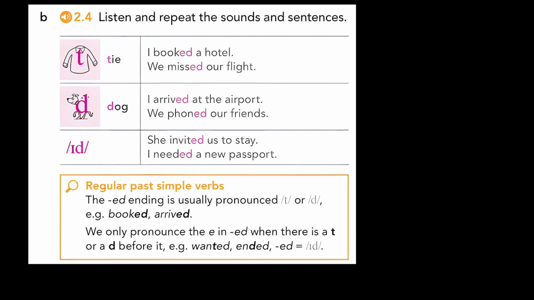Tie. I booked a hotel. We missed our flight. Dog. I arrived at the airport. We phoned our friends. Id. She invited us to stay. I needed a new passport.